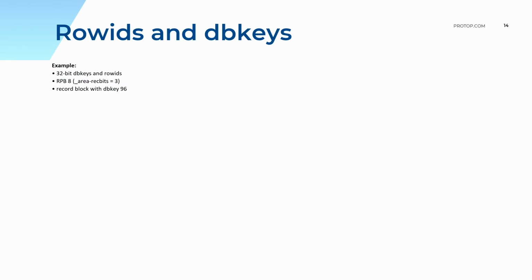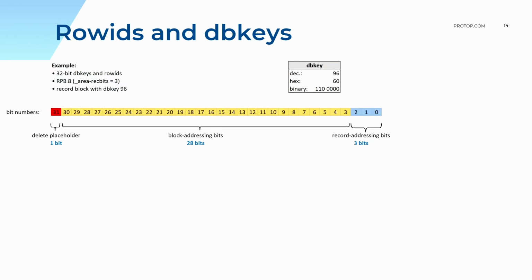And in this example, I'm going to use 32-bit addresses just because they fit on a slide better. But it's conceptually the same with 64-bit addresses. And we're going to look at a record block with a db key of 96, okay? If we take that 96 and convert it to binary, it looks like this, a 1, 1 followed by 5 zeros. So here's a list of bits in order, and this is basically what the layout of every address in this area is going to look like.